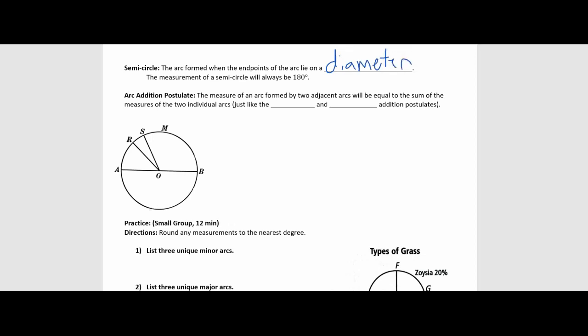What this means is that the measurement of that arc will be 180 degrees. The arc addition postulate: the measure of an arc formed by two adjacent arcs will be equal to the sum of the measures of the two individual arcs, just like the angle and segment addition postulates. That just says if you break an arc up into two separate arcs, the two smaller ones will sum to the original.